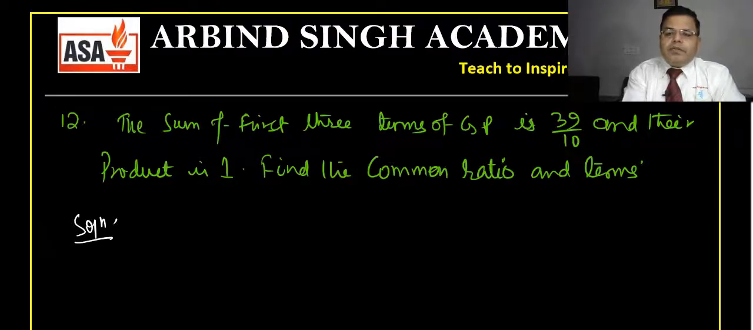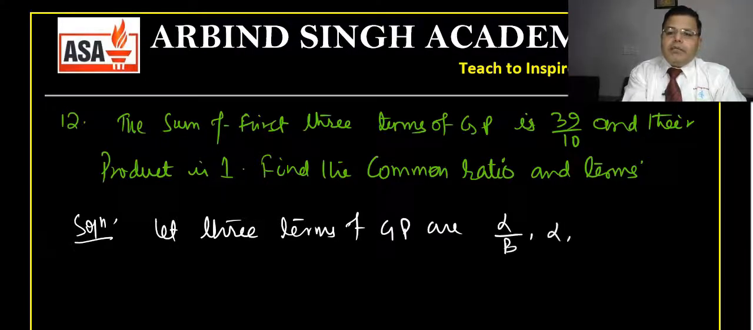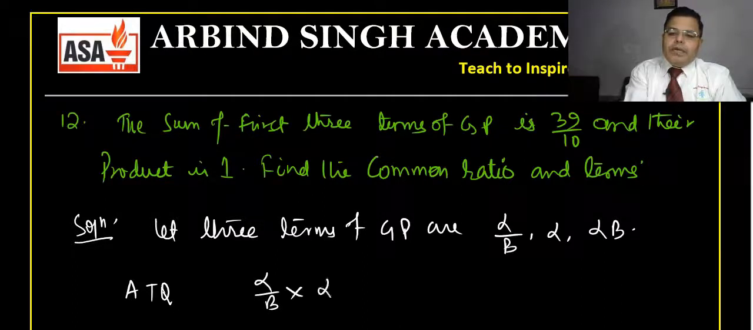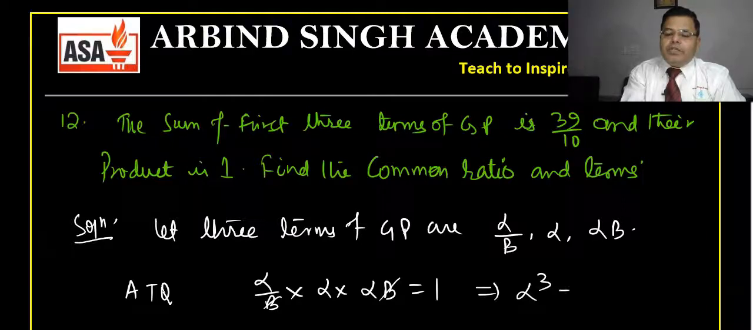Solution is like this. First three terms of GP, and their product is 1. Although the first three terms of GP can be assumed like A, AR, AR square, since the product is given, it will be better to put directly like this. Let three terms of GP be alpha by beta, alpha and alpha beta, because here common ratio is beta and first term is alpha by beta. Multiply with beta, you will get alpha, and multiply with beta, you will get alpha beta. According to the question, their product alpha by beta into alpha into alpha beta is equal to 1. Beta beta cancel, and alpha cube is equal to 1. This implies alpha is equal to 1.